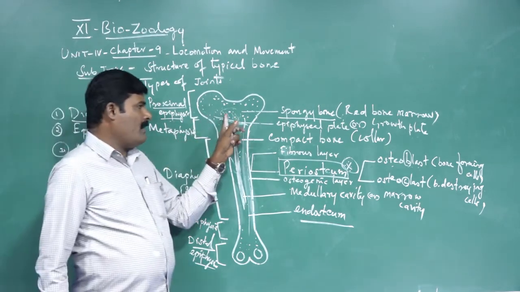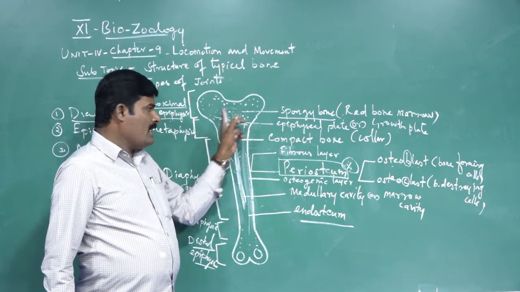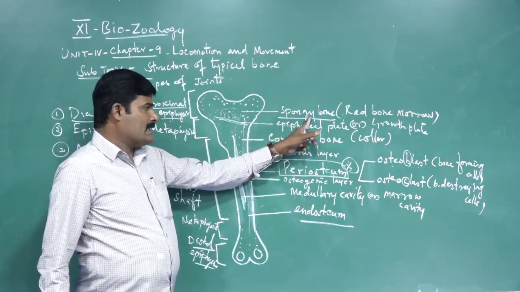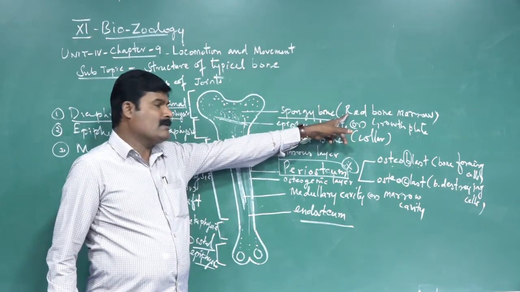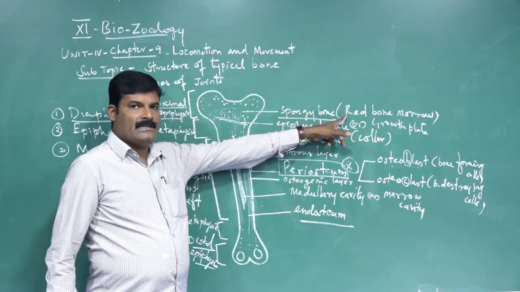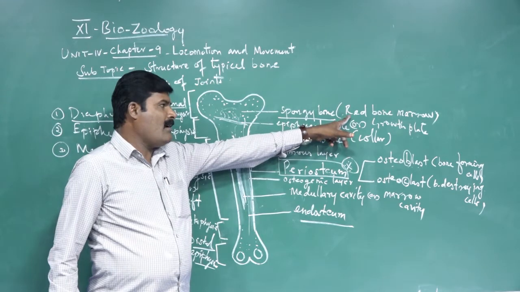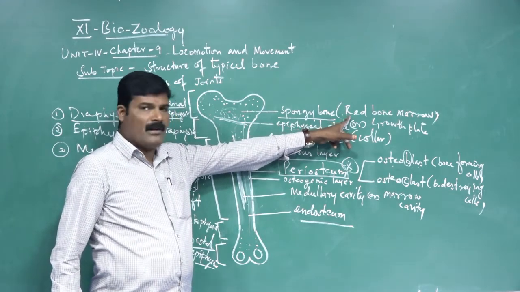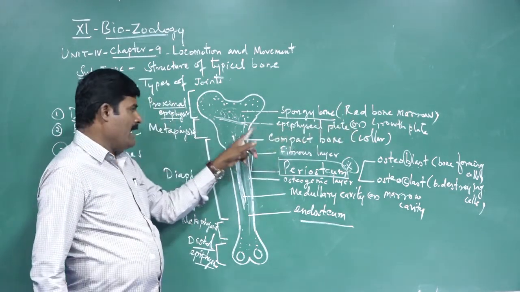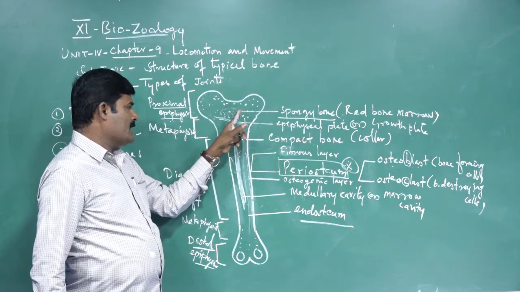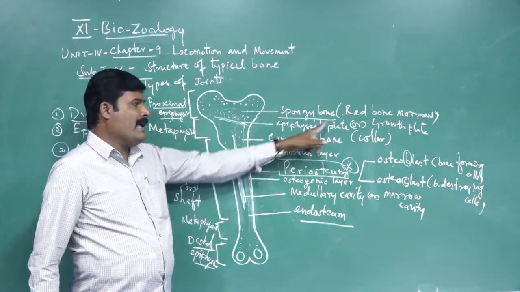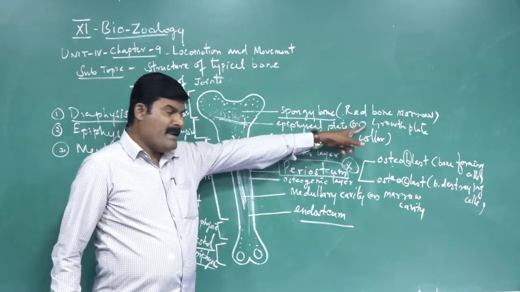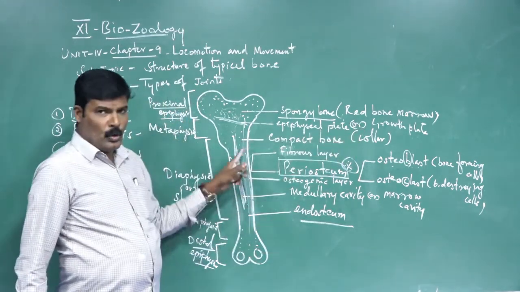At the top end of the bone is the spongy bone. The spongy bone contains red bone marrow, which is one of the sites where blood cells are produced. It produces RBCs, red blood cells. Next, between the epiphysis and the metaphysis is the epiphyseal plate. The epiphyseal plate is otherwise called the growth plate.